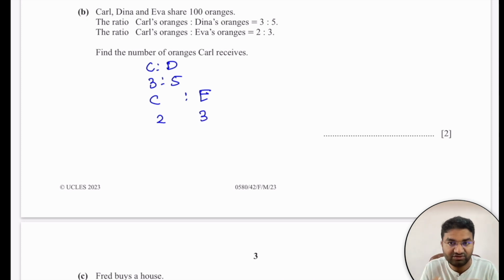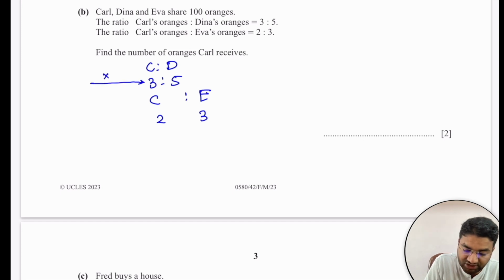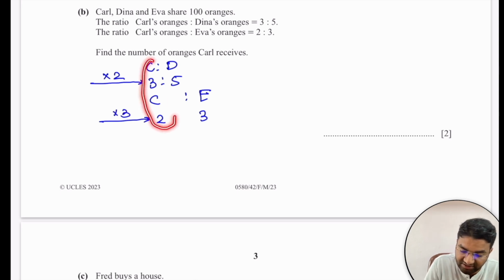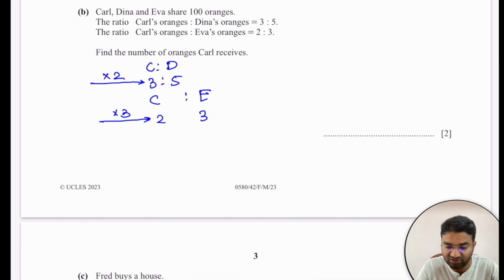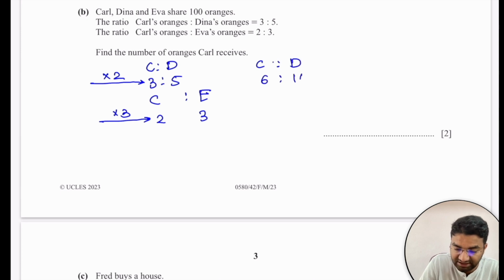To get C is to D is to E, the combined ratio, we have to multiply the C to D ratio by 2, and the Carl to Eva ratio by 3. Why do we have to do this? Because we have to make the Carl part of the ratio the same. That's why we multiply by the LCM. You will get C is to D as 6:10, and C is to E as 6:9.